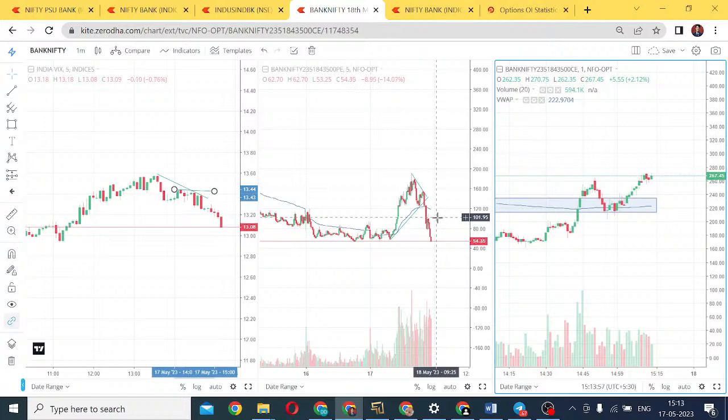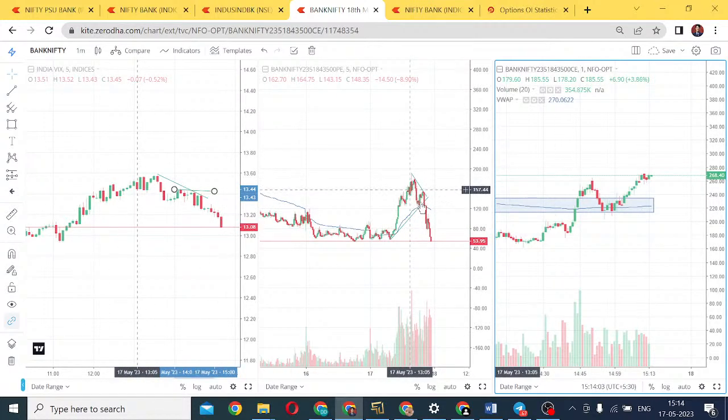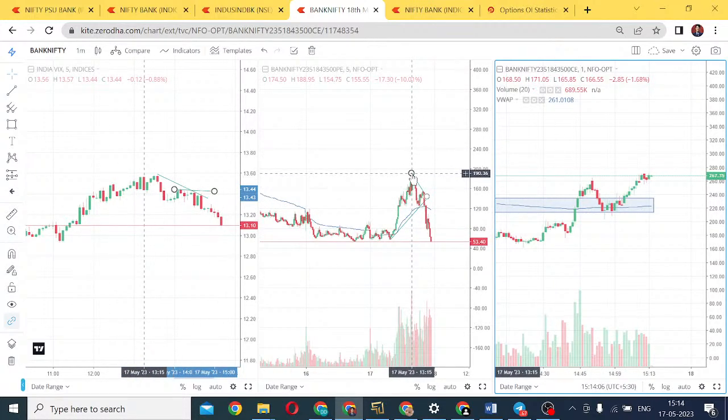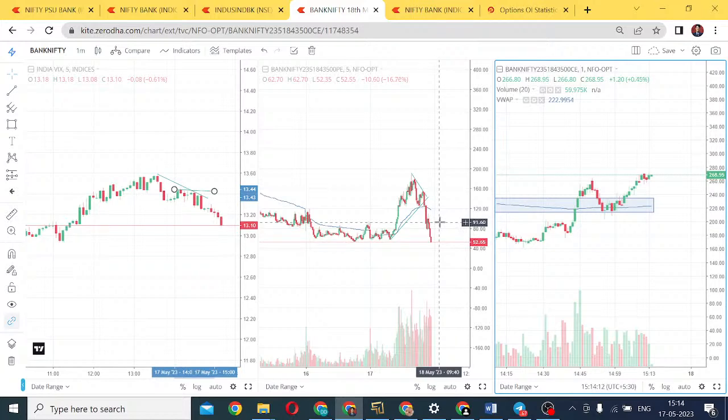In the morning they would have gone for call, they would have lost big. In the second half, without looking at things, they would have again entered put. This put, right, highest point, lower high, equal lows. The moment it broke the low, all hell broke loose, right?